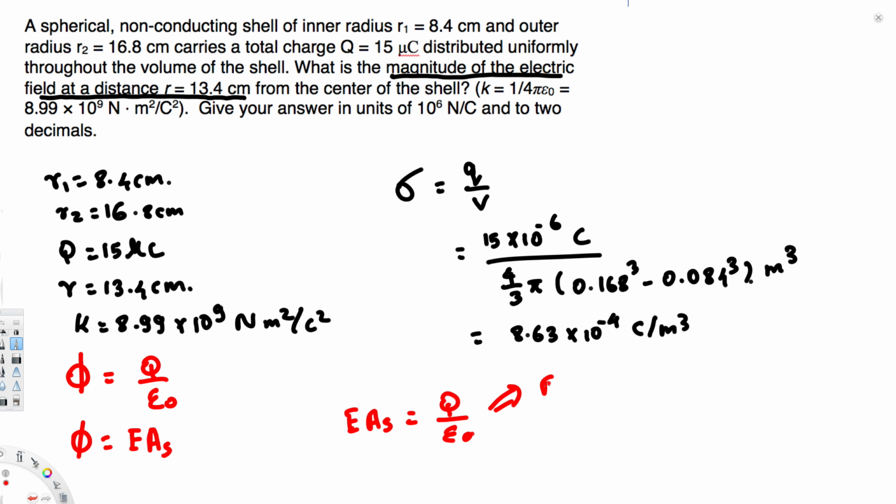So first, E times the surface area for a spherical shape is going to be 4 pi r square, and the distance we are interested in is 13.4 centimeter. If we convert this one into meter, that's going to become 0.134 meter square. That's going to be equivalent to charge. And here, if we multiply the volume by the charge density, that's going to give us the charge in the particular volume, right? So that's what I'm going to do right here. We know that the volume of a sphere is 4 by 3 pi r cube.